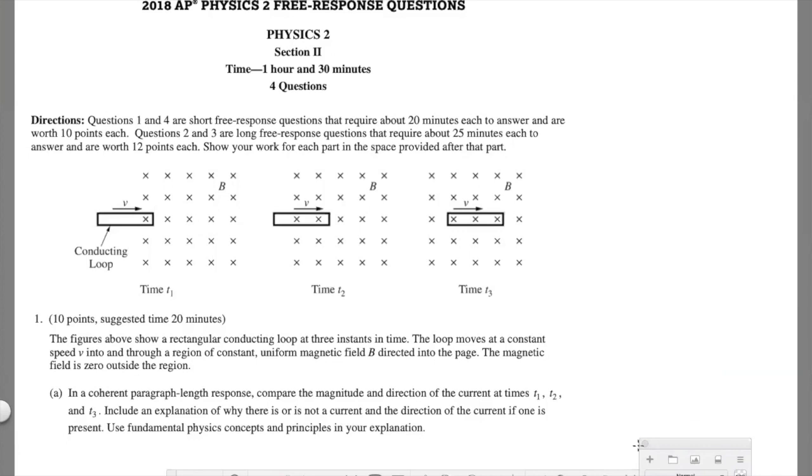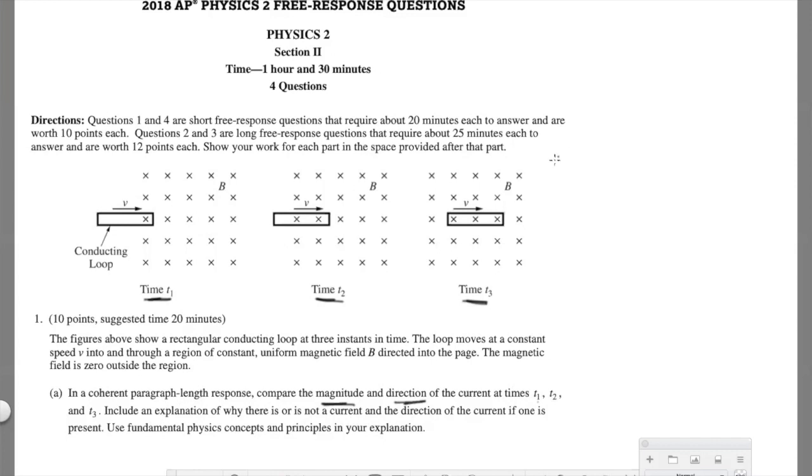So what they want us to do is, in a coherent paragraph length response, compare the magnitude and direction of the current at times T1, T2, and T3. So these are the times T1, T2, and T3, and then include an explanation of why there is or is not a current and the direction of the current if one is present. Okay, so there's a lot to talk about there.